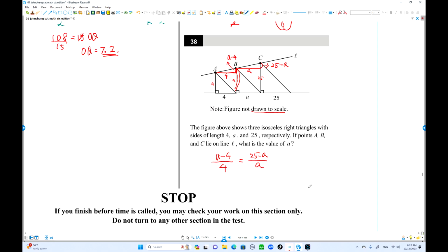So we're going to find the value of a now. From here, a squared minus 4a equals 100 minus 4a, right? So this is cancelled out. a squared is 100, a is 10, okay? That is the value of a. Okay, now we finished our number 38.